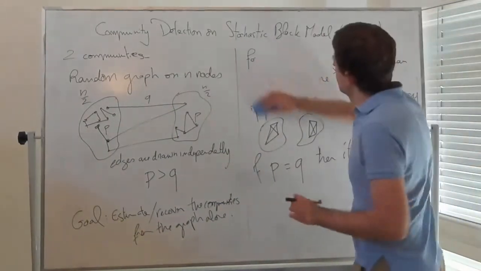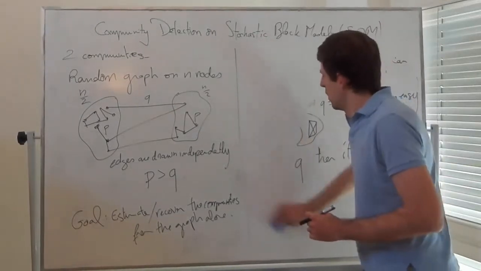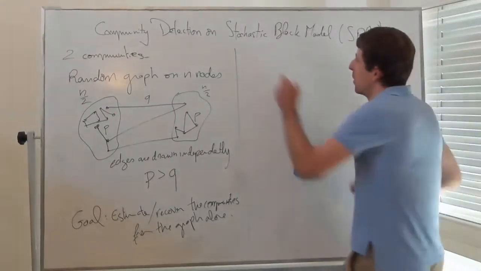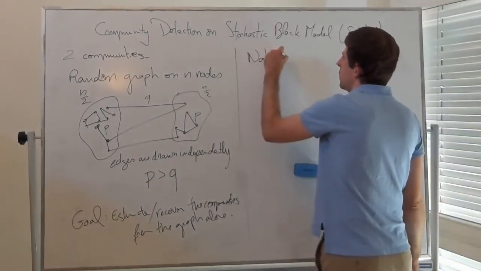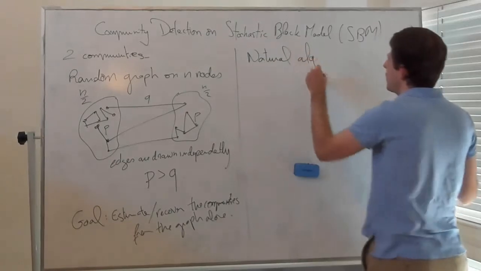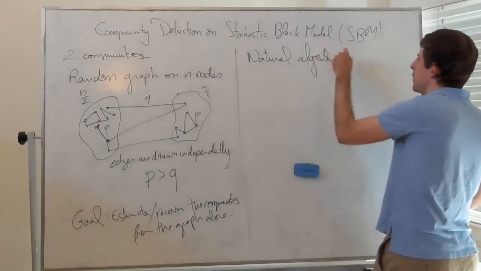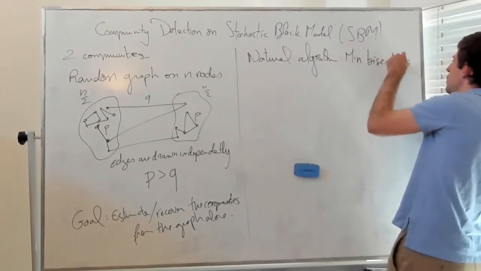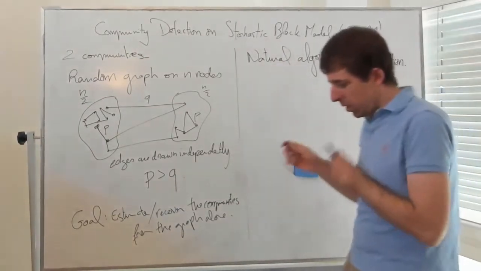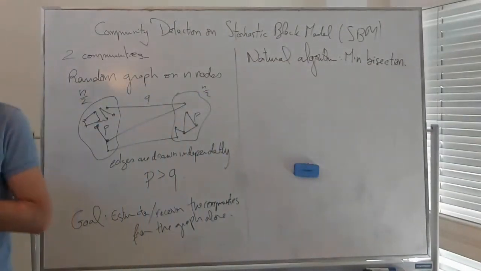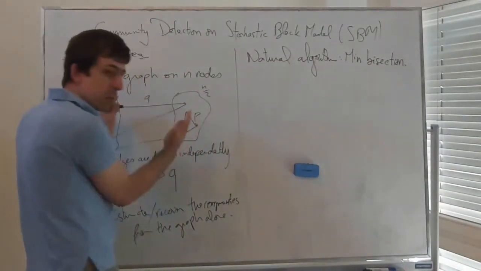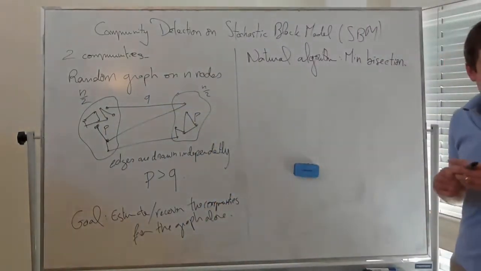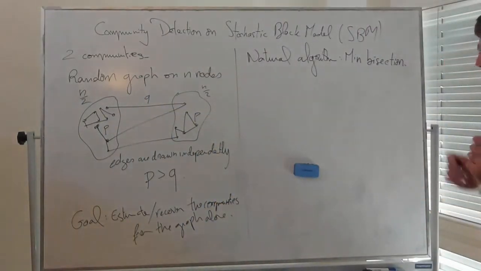A very natural algorithm to try is minimum bisection. We saw this when we talked about spectral clustering. We just split the graph into two equal-sized pieces so as to minimize the number of edges across. So this is a very natural thing to try.